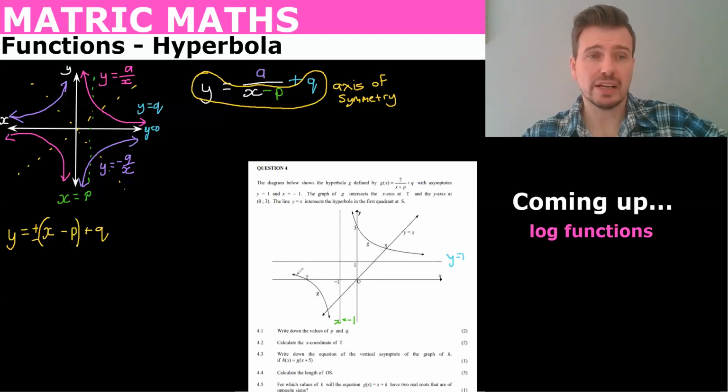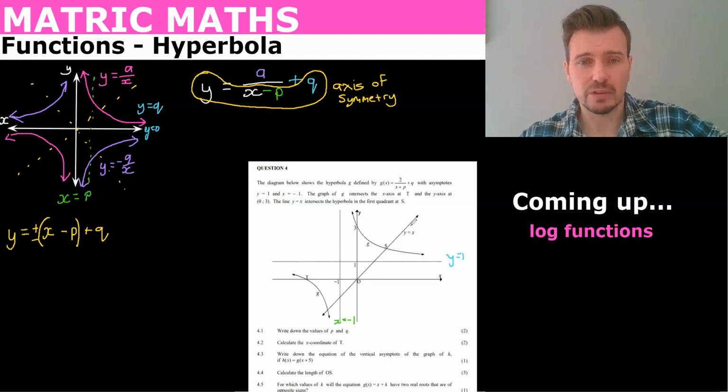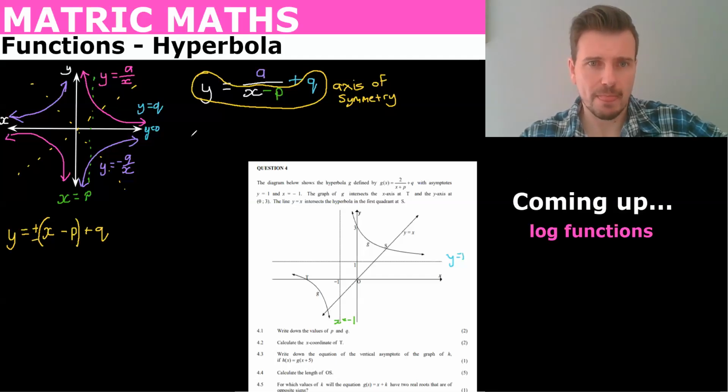Now, y equals x is actually the axis of symmetry of a normal hyperbola if you didn't change anything. But this is not a normal one. We can see this is shifted. Okay, so they want us to know what P and Q is for the first question, 4.1. Okay, well, we can see that P is the asymptote, and we see that the asymptote is -1. So P is not going to be -1, it's going to be P is equal to 1.